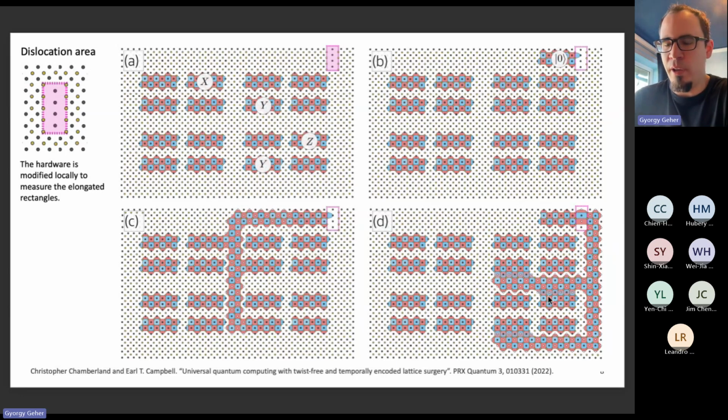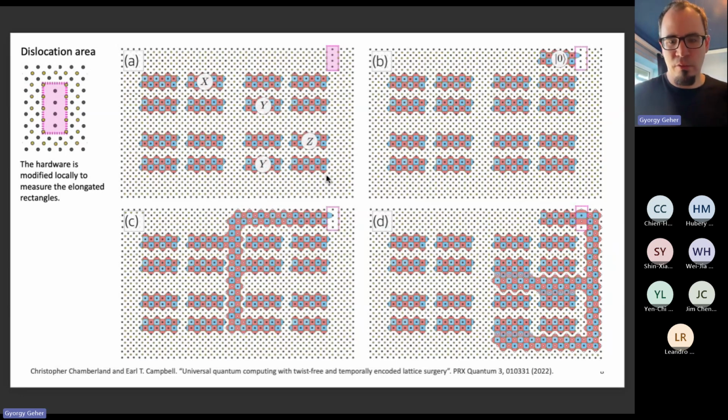And let's do a Z X lattice surgery. Because it's a mixed type lattice surgery, we have both Z and X, so we need the elongated rectangles, and that's why we have the dislocation area. After this, we would measure out the auxiliary patch, and that would essentially perform the X, Y, Y, Z logical measurement, which we wanted.